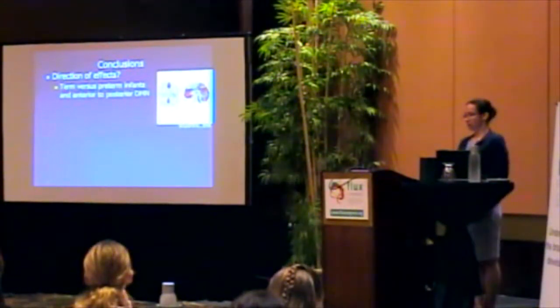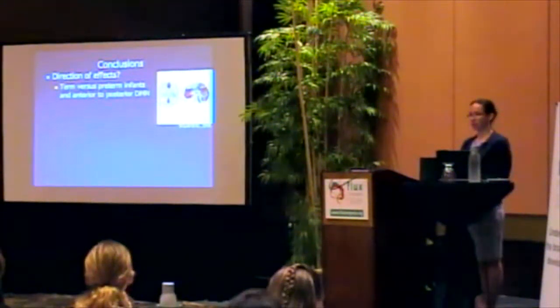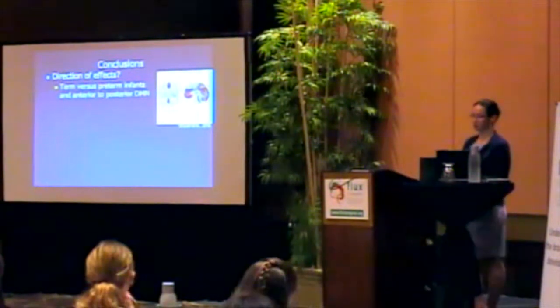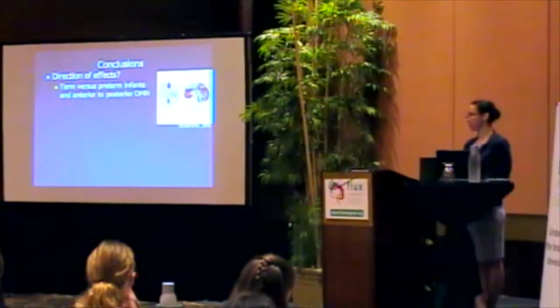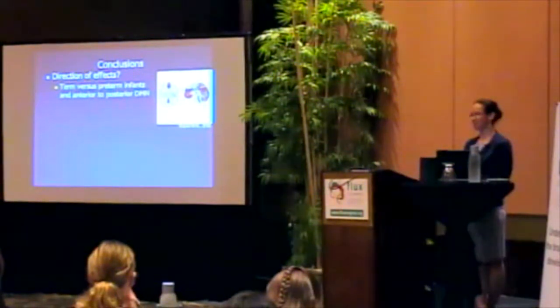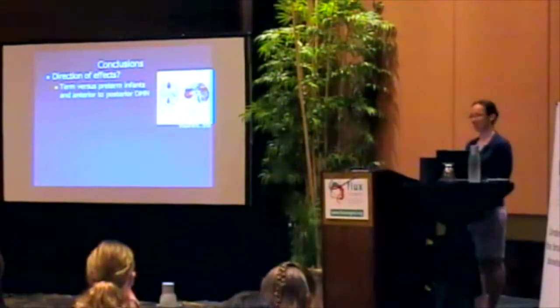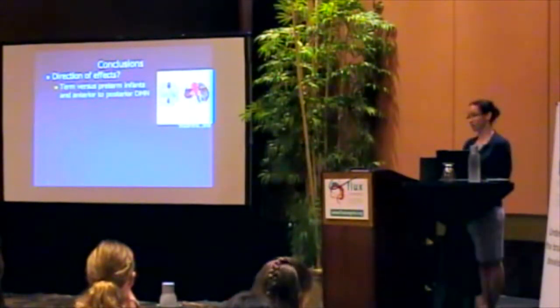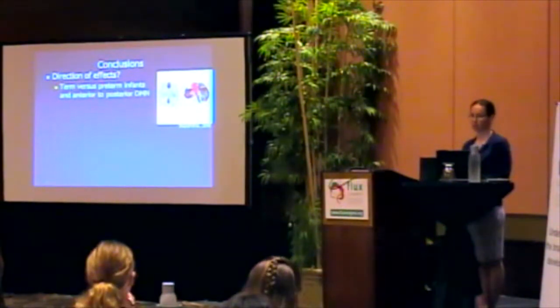So one thing I wanted to mention was about the direction of the effects, which at first were a bit surprising to us. Previous work, on the right here, is an image from a paper by Smyser and colleagues, showing that term infants show anterior to posterior default network connectivity, but they don't see this connectivity in preterm infants who are scanned at term age equivalent.